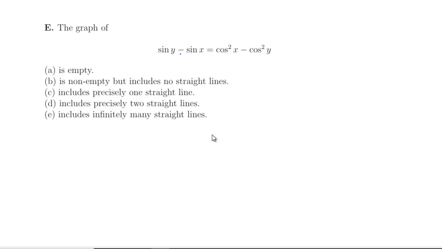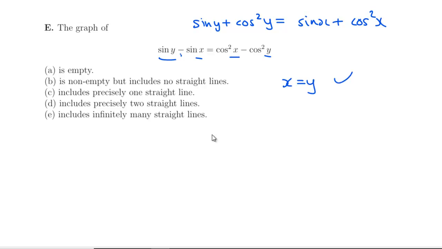this symmetrical? We've got the same things here. We've got sine y, sine x, cos x. Let's rearrange this. It looks like we've got sine y plus cos squared y is sine x plus cos squared x. Excellent. So it solves for x equals y, which is a tick. So we certainly need that, so we're going to have the y equals x line. So it's not empty and it does have a straight line.